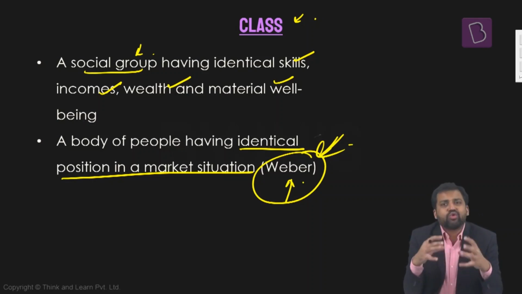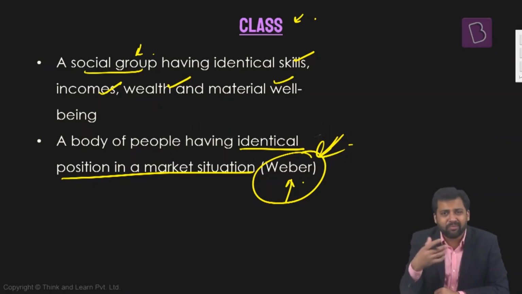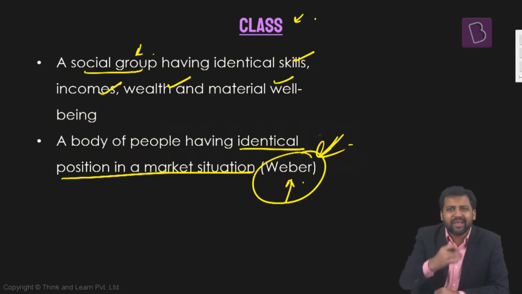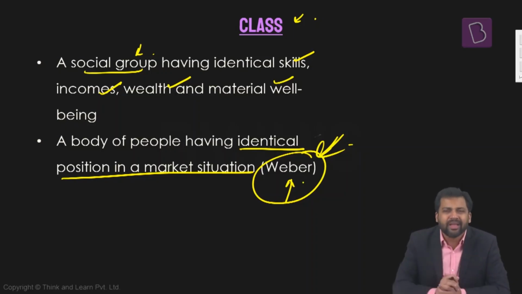Or in other words, it includes those people who have similar ability to draw rewards from the market. In the market, different people draw different kinds of rewards. Some people will have some incomes, some people will have some profits, some people will make money by getting some rent. So whoever is making a similar amount of income or similar amount of wealth, they all are part of the same class as per Weber. Again, it's more of a wealth, income, well-being kind of criteria.